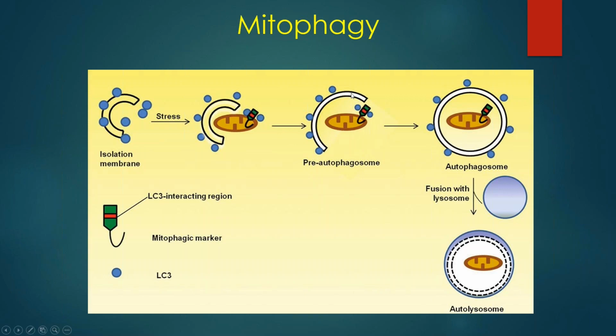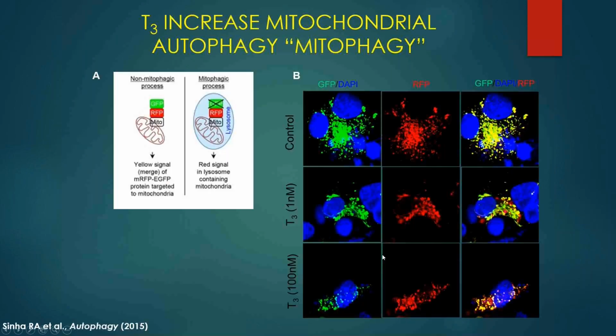So autophagosomes are very good. They pick these mitochondria, they degrade them, and the cell at any given time has a good healthy population of mitochondria. Now, how do you see it in the cell? How do you see mitophagy in the cell?